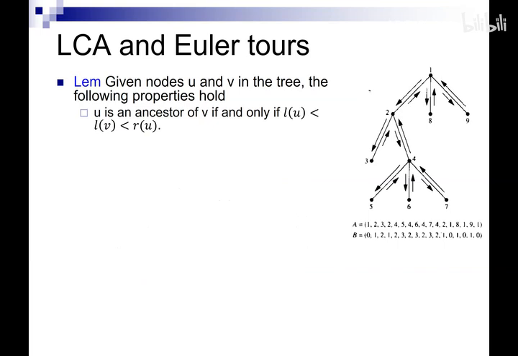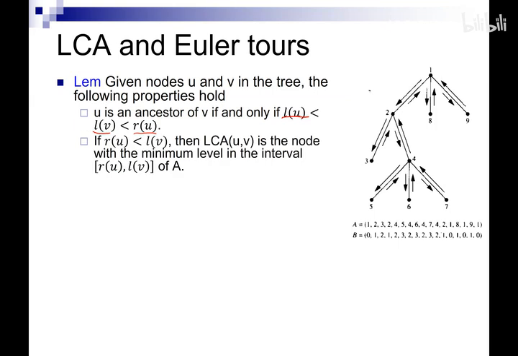Okay, so now once we have these L and R values, we can use them to compute the LCA. So we have this lemma, which has multiple parts. The first part says that if you have two nodes U and V in the tree, then U is an ancestor of V if and only if the L value of V is between the L value of U and the R value of U. All right, so that's one part.